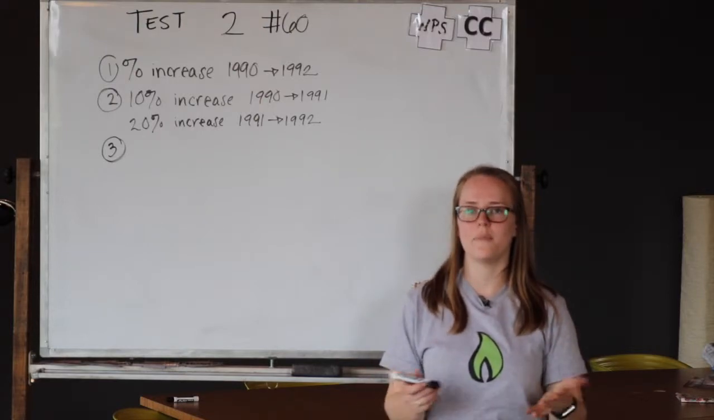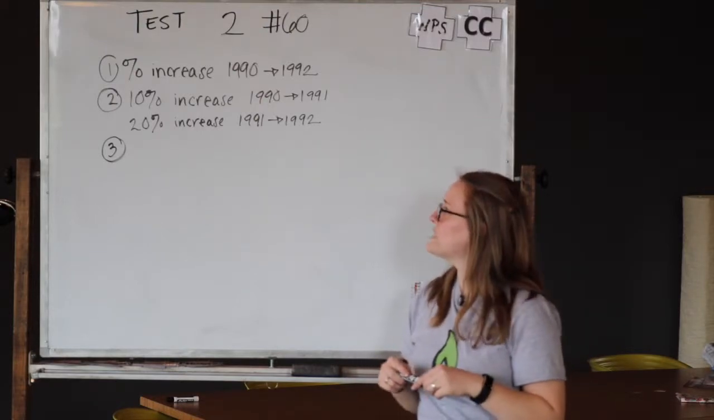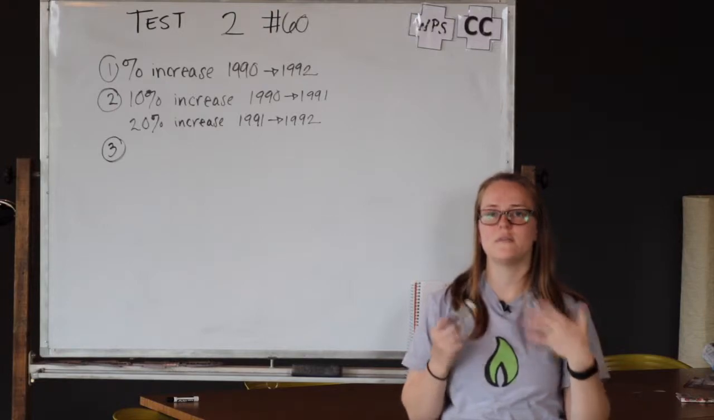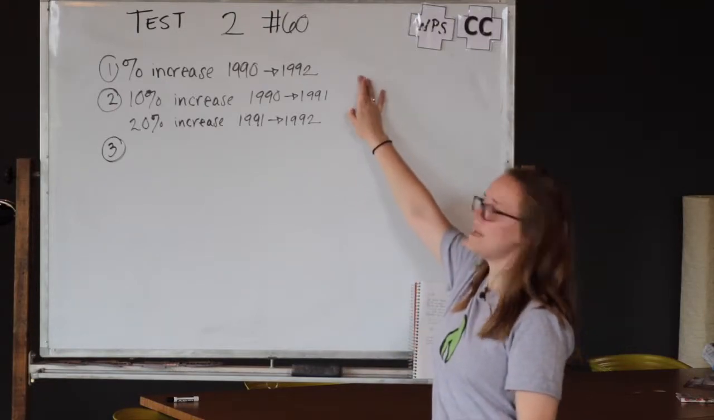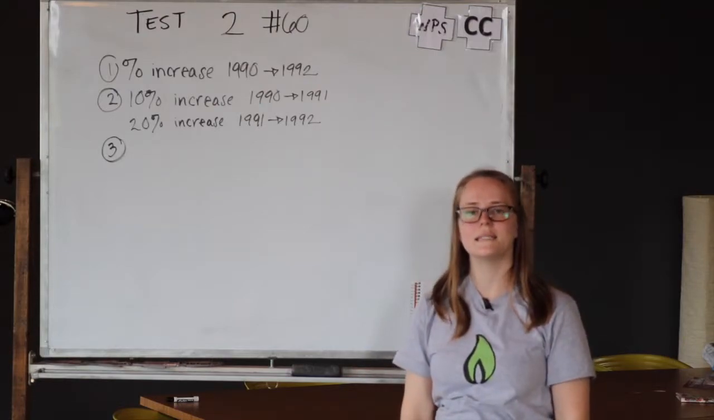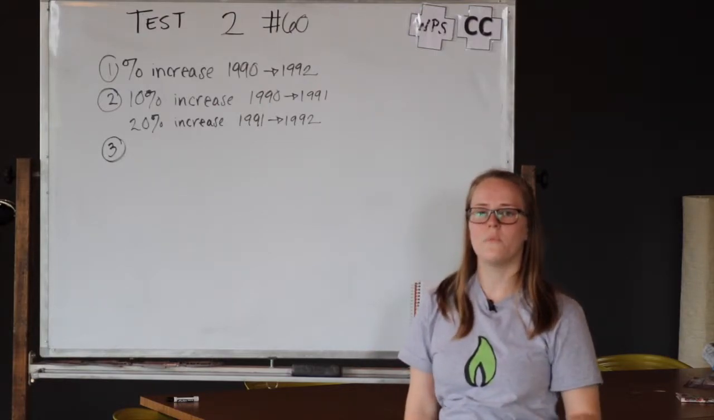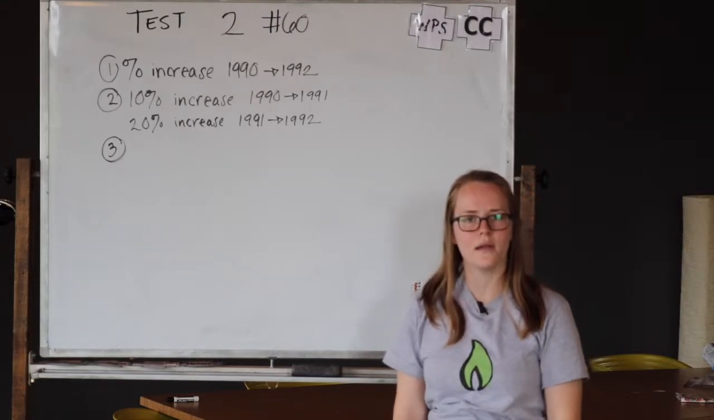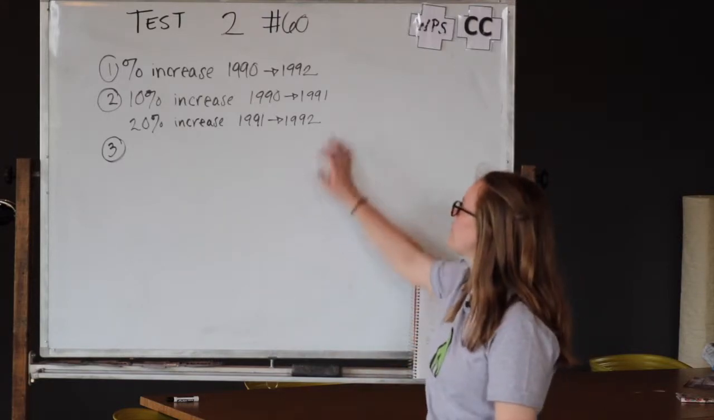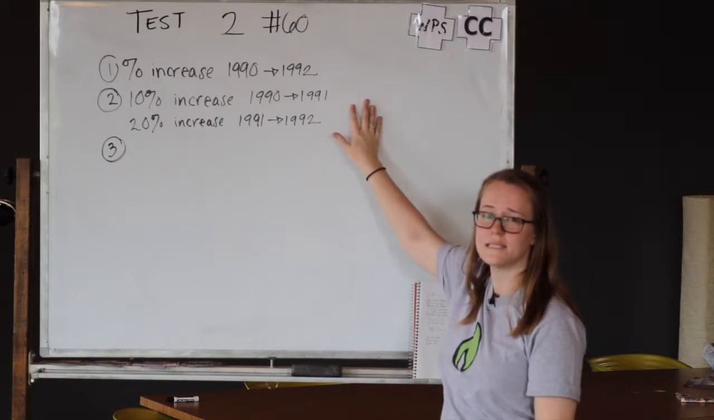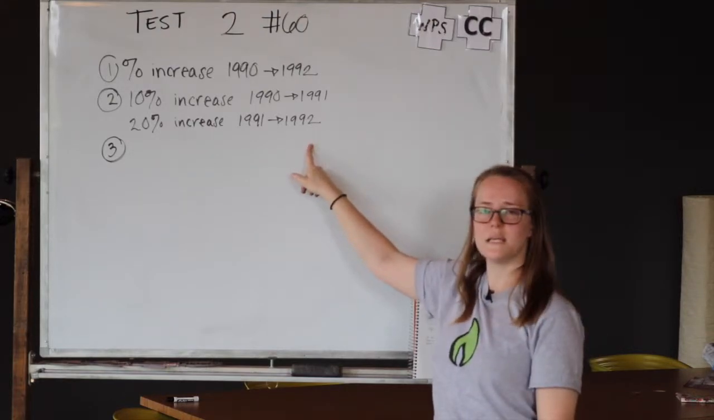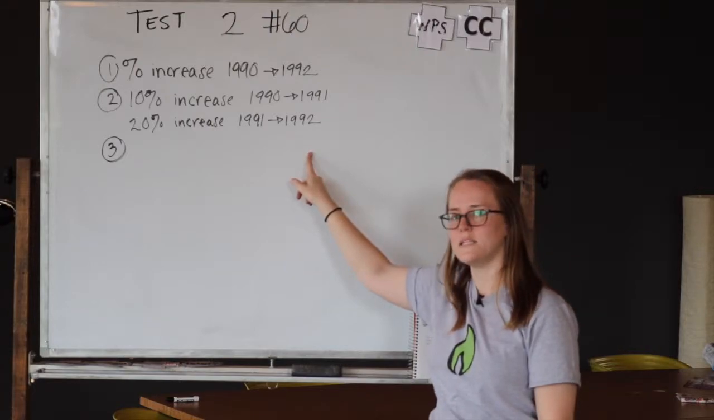So we're going to use word problem strategy on this. The first step, of course, is to read the whole question and figure out what it wants us to solve. So in this case, we want the percent increase from 1990 to 1992. Now we'll read sentence by sentence to figure out what information they're giving us. First, we know she had a 10% increase from 1990 to 1991 and a 20% increase from 91 to 92.